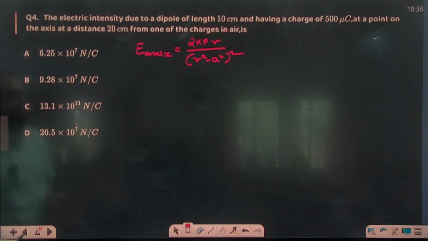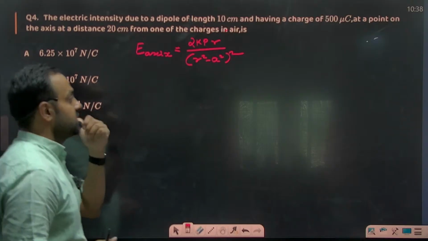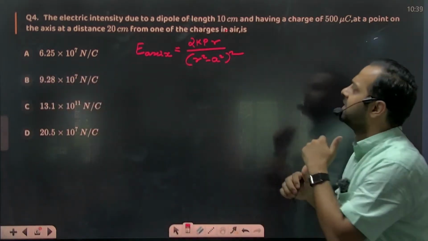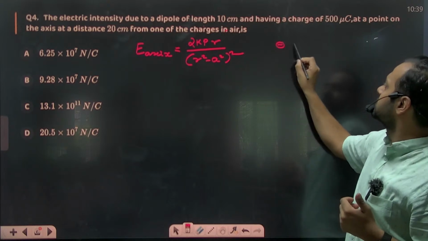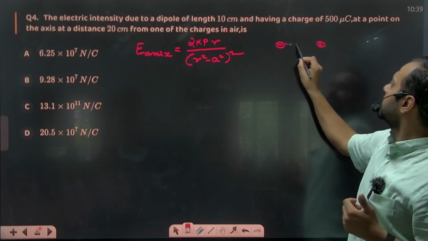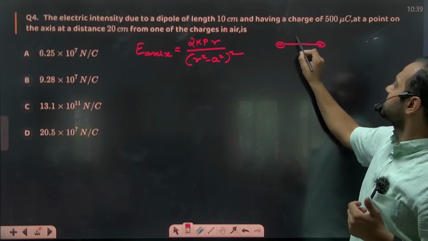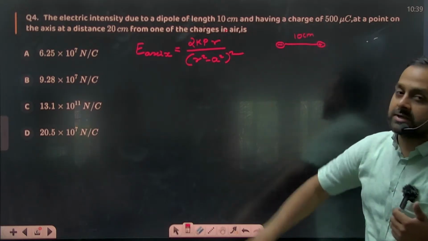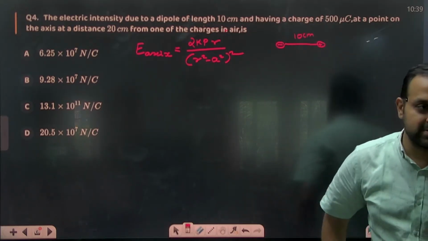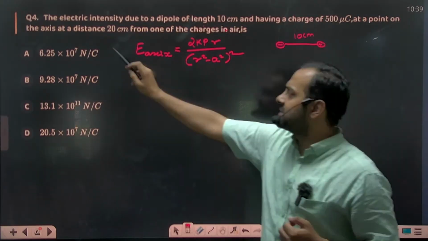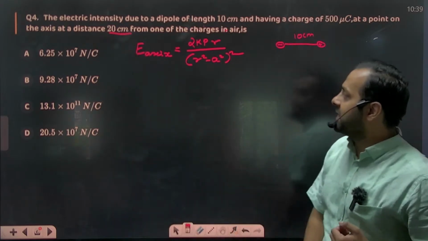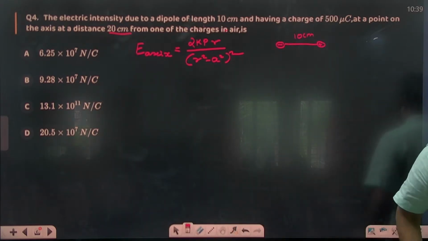Okay, so first of all, draw the diagram for this. Electric field due to dipole. So minus plus, let's say. What is the distance between them? The distance between them is 10 centimeters. And then what is the point? The point is at a distance of 20 centimeters from the center.